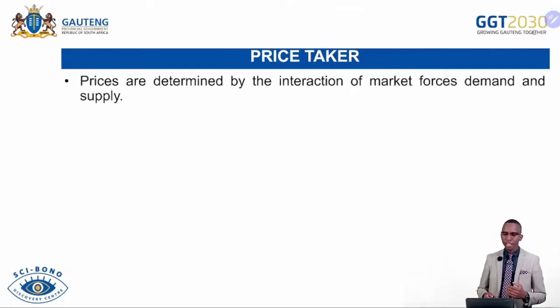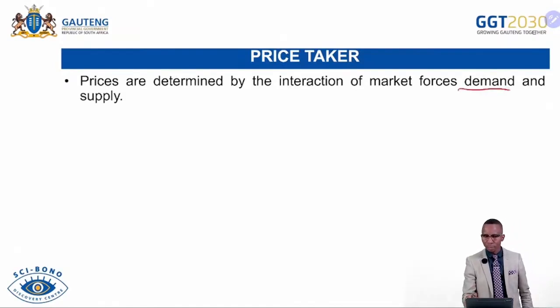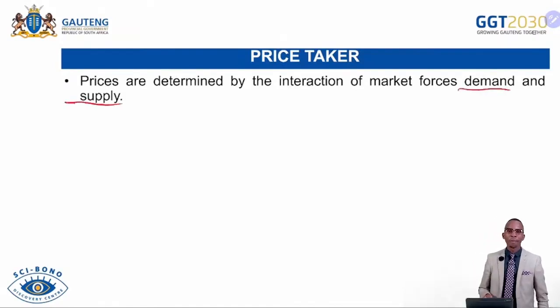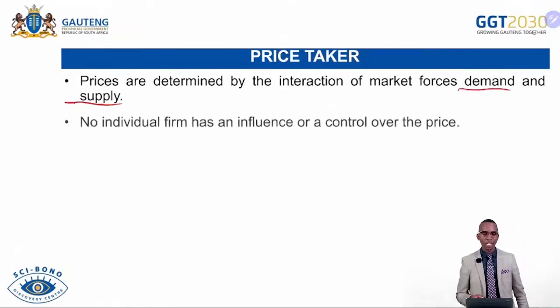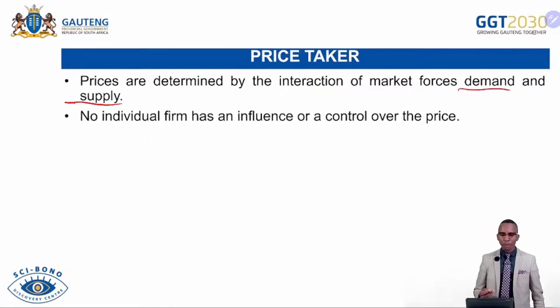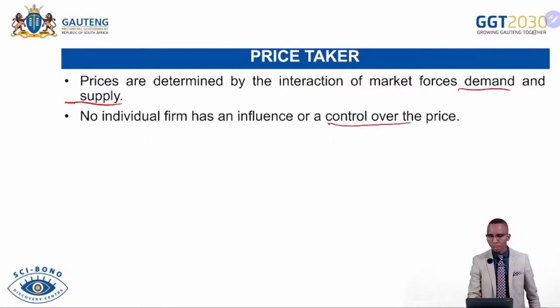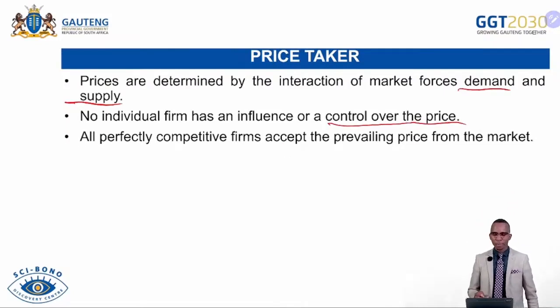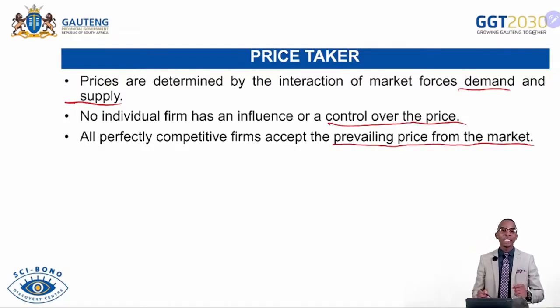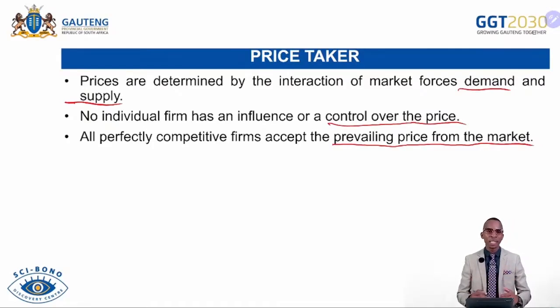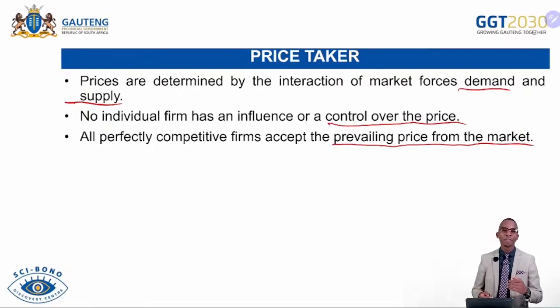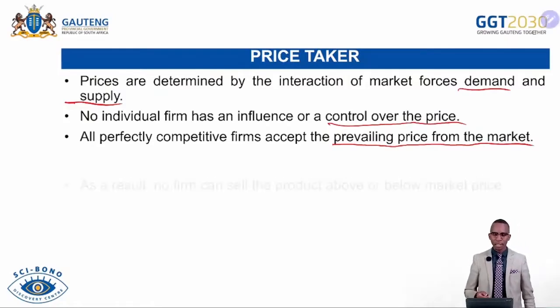So prices are determined by the interaction of market forces, which is demand and supply. That simply means the firm does not set any price, but the industry or the market determines the price. No individual firm has influence or control over the price. Hence, we say the firm is a price taker. All perfectly competitive firms accept the prevailing price within the market. So any price given by the market is taken by firms. Each and every firm in this kind of market will always accept the prevailing price. No firm can set its own price because the firm is regarded as a price taker.